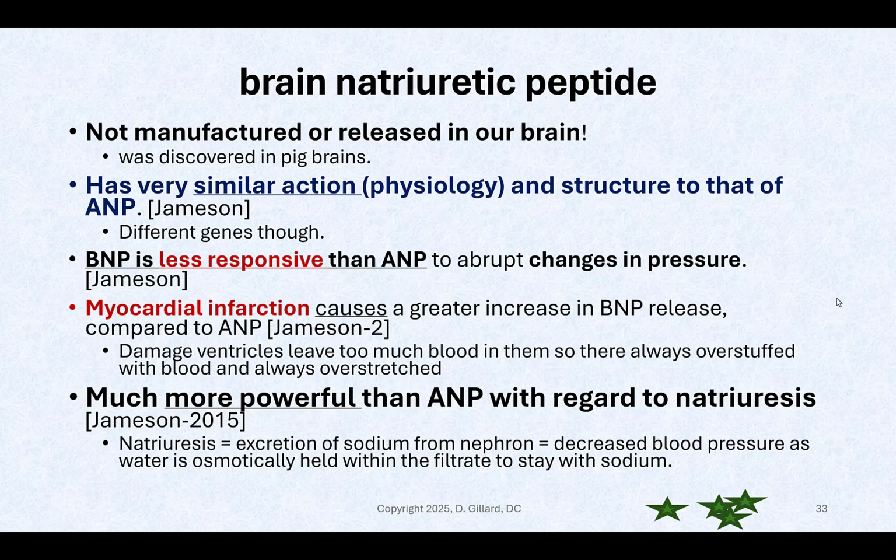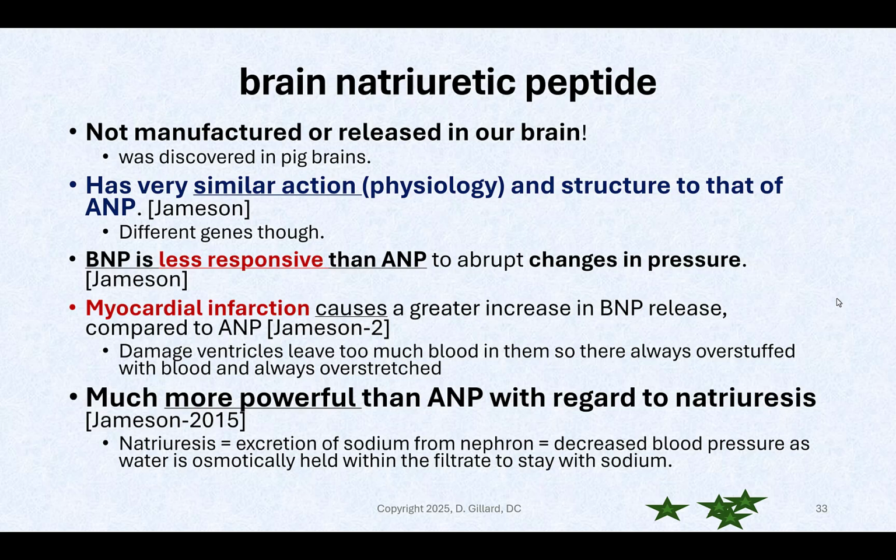Here's the one that everybody misses. Brain natriuretic peptide is made in the ventricles. It's not made in the brain. They originally discovered this in the pig brain, and pigs have very similar organ function. Their heart function is very similar to human. They have a lot of similarity to humans, and they just assumed because they discovered it there, that's where it was produced. And years later they found out, nope, it's not produced there. It's actually coming out of the ventricle of the pig. And then with human research they confirmed that.